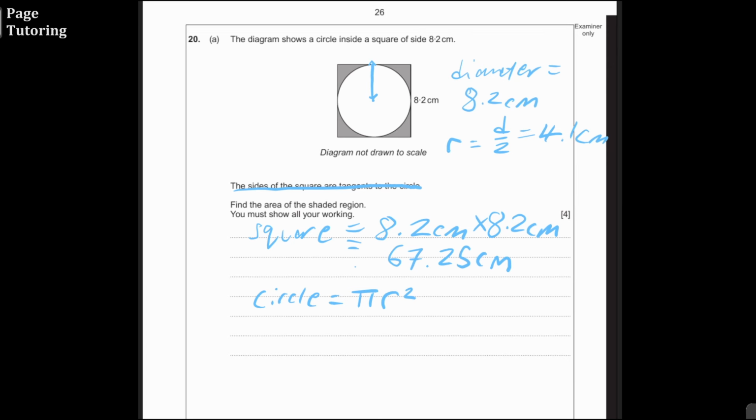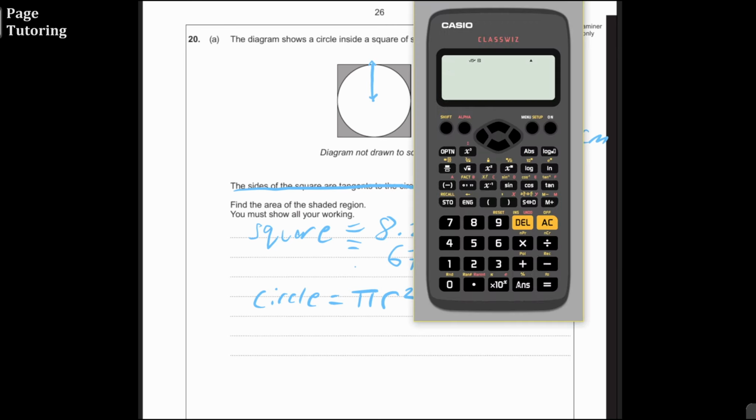Cool, so at this point we can just plug it into our equation. So pi times 4.1 squared. So pi in our calculator here, we're going to click shift to get pi. If you don't know how to find it and you're in a panic, it does actually say in the front of this exam that you could just use the number 3.14 instead of pi.